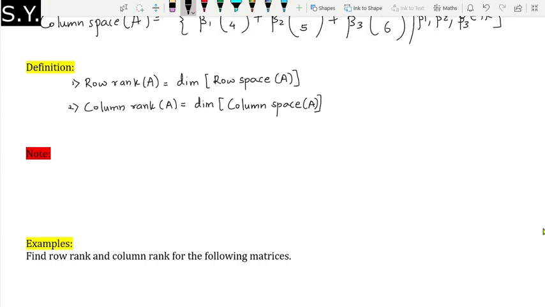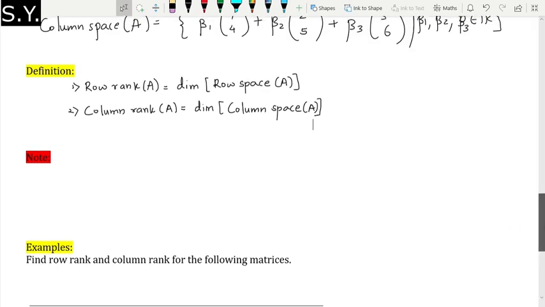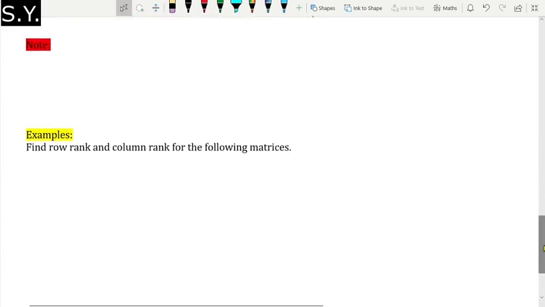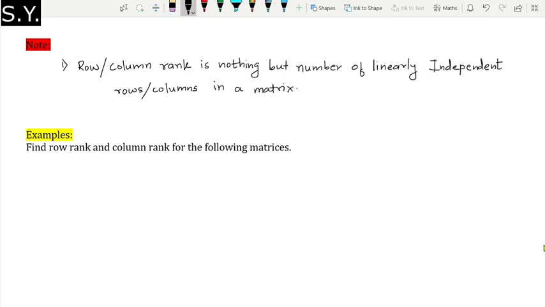So what exactly does it mean? Row rank is the dimension of row space, and column rank is the dimension of column space. In other words, whenever you talk about row rank and column rank, they are the number of linearly independent rows or columns in a matrix. When you say row rank, it is the number of linearly independent rows in a matrix, and whenever you say column rank, it is the number of linearly independent columns in a matrix.